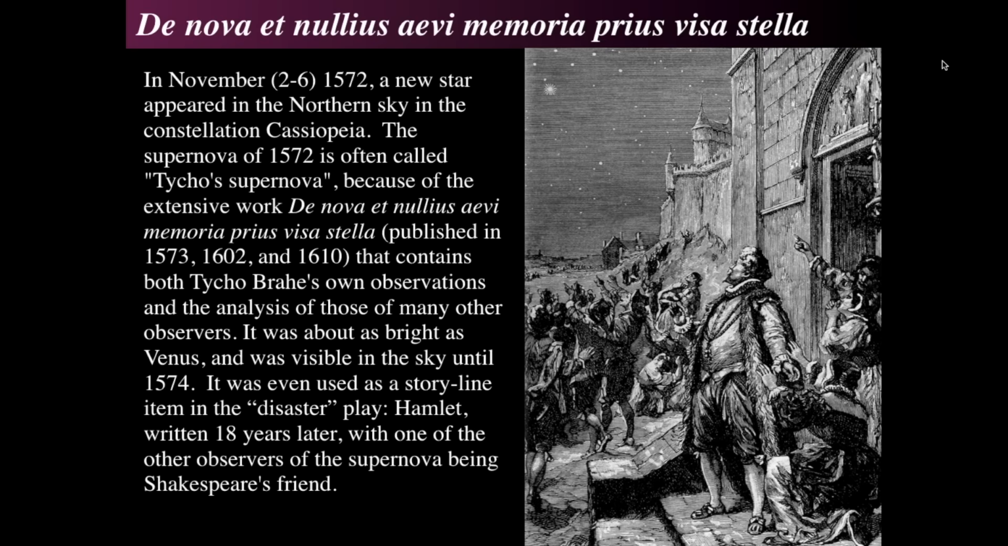Now Tycho Brahe made his name on this. He was really good at being a publicity hound, and he wrote extensively about this in his book De Nova Stella, meaning the new star. And he published it 3 times, once in 1573, again in 1602, and finally a 3rd time in 1610. It contains all his observations and the analysis of some other observers, including some of his competitors, who he disrespected and threw some shade on, which was really kind of cool.